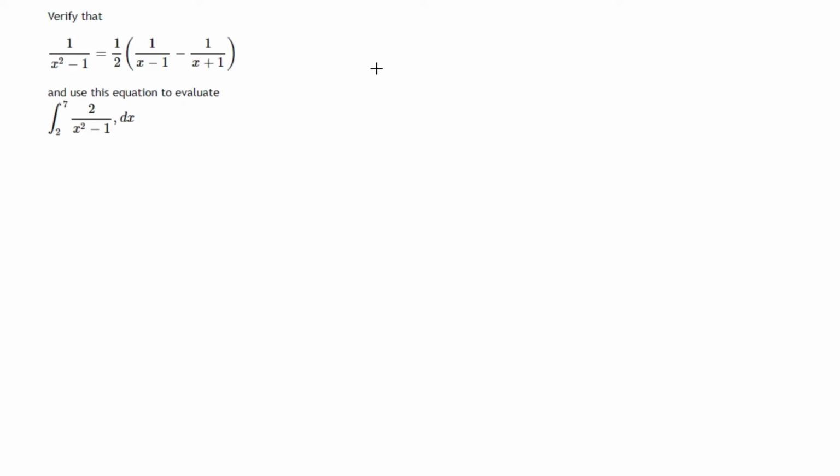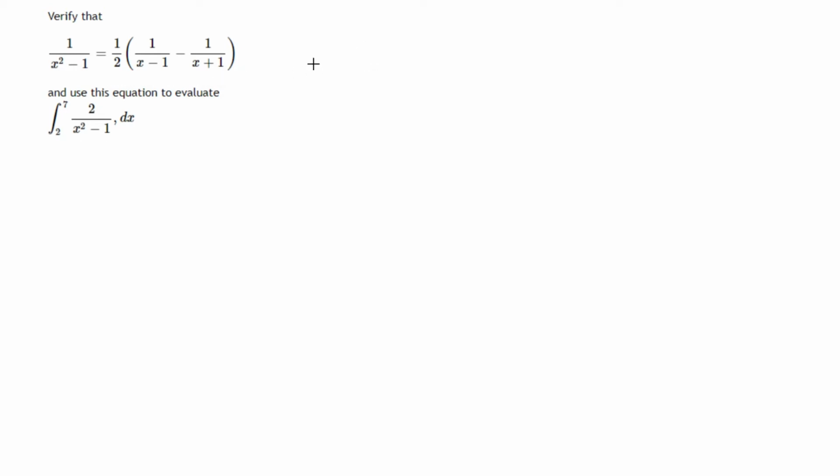So we would like to evaluate the integral of 2 divided by x squared minus 1 from the bounds 2 to 7. We're also given an identity here, and we are asked to verify that 1 divided by x squared minus 1 equals the partial fraction decomposition of that function. I think the reason they've given this to us is so that we may substitute this expression in place of this one later during integration.